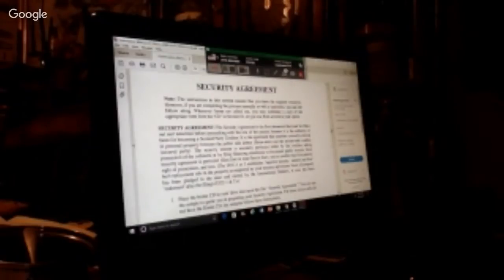All right. The UCC-1 or 3 establishes superior security interest and lien. Remember, that's what we've been telling you. Bad replacement title in the property as supported by your security agreement. Since all property has been pledged to the state and owned by the international bankers, it now has been redeemed after the filings, UCC-1 and 3s.